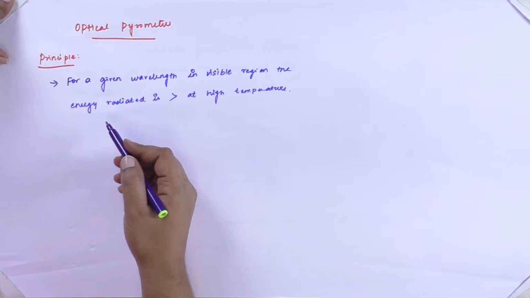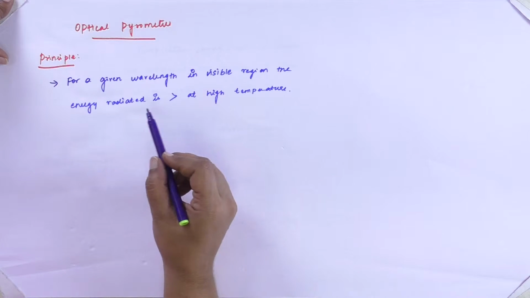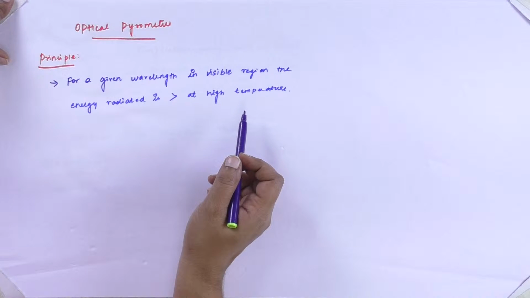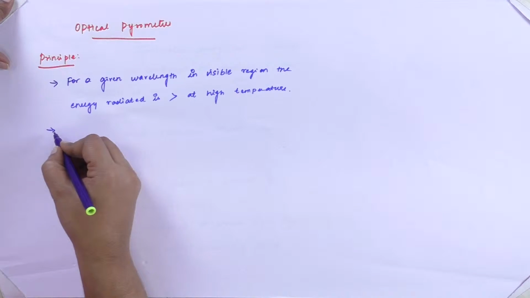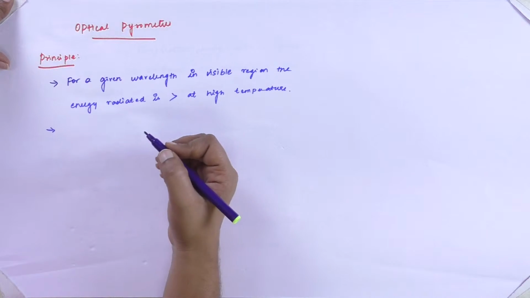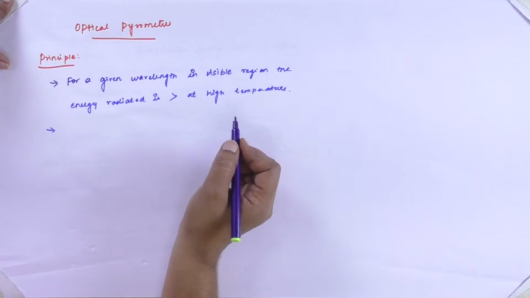Within the visible region, a given wavelength has a fixed color, and the energy of radiation is interpreted as the intensity or the brightness of the image. So if we measure the brightness of the light of the given color emitted by the hot source, we can get the indication of temperature.